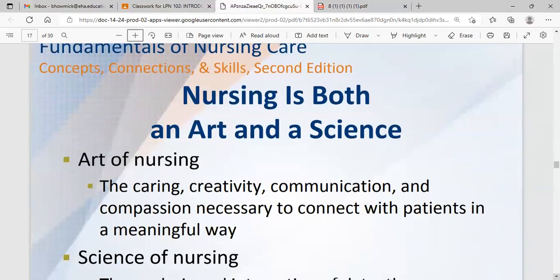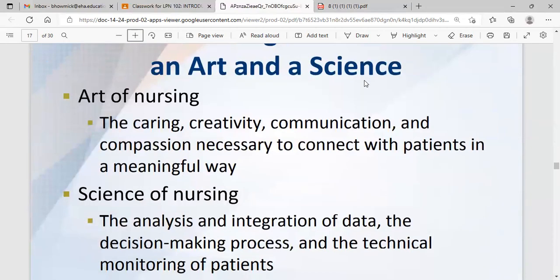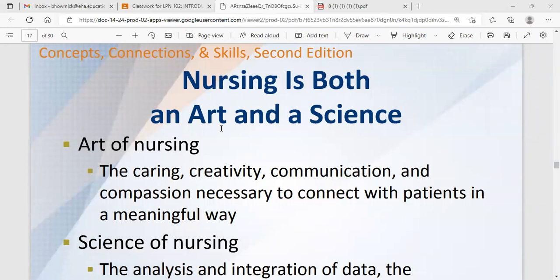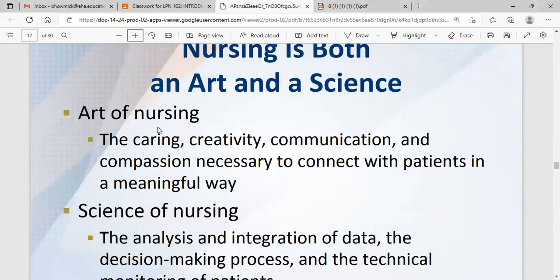Next, go: nursing in both art and science. Basically, here we are going to figure out the definition of nursing as an art and nursing as a science. Let me talk about the first one, the art of nursing. The nurse brings caring, creativity, communication, and compassion necessary to connect with patients in a meaningful way. So that is the art of nursing.